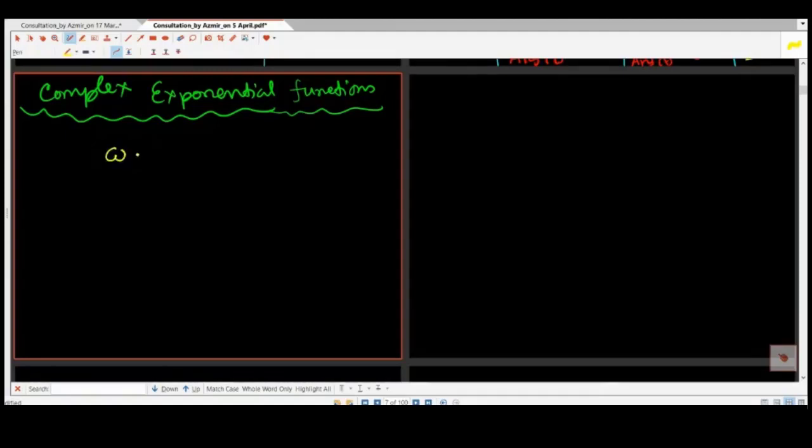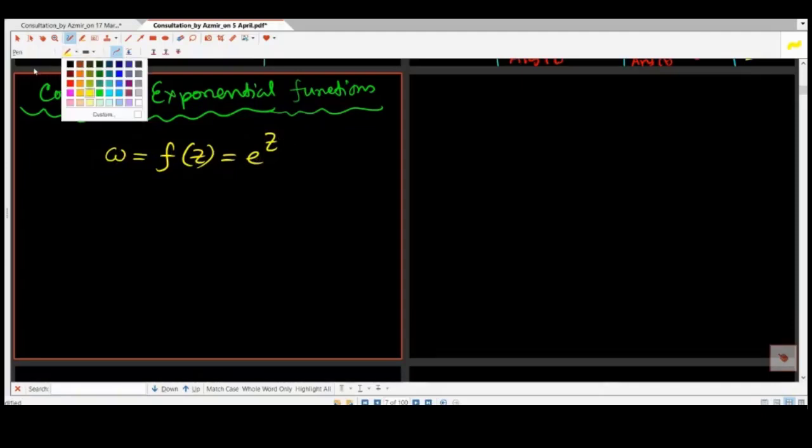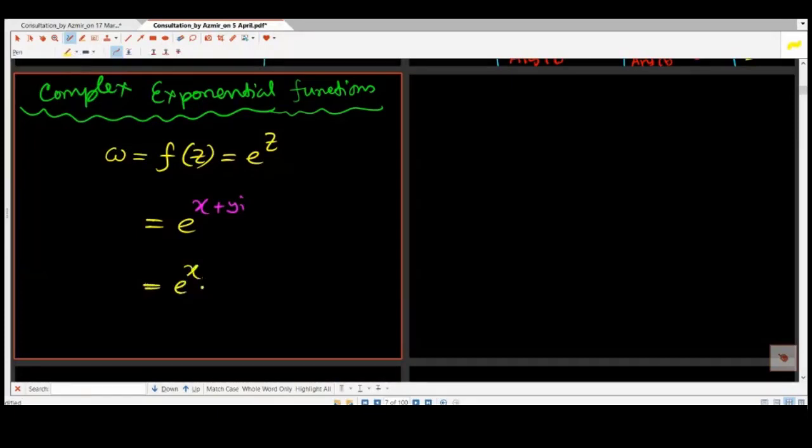So suppose we have w equals f of z equals e to the z. So complex exponential functions are e to the z. We have mentioned that complex exponential functions are single valued. Now we can think about z as x plus yi, so we can write e to the x times e to the yi.